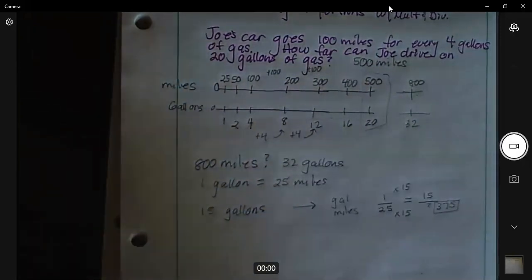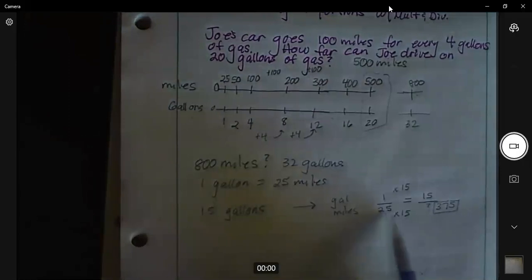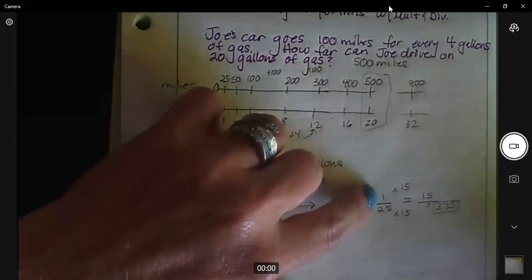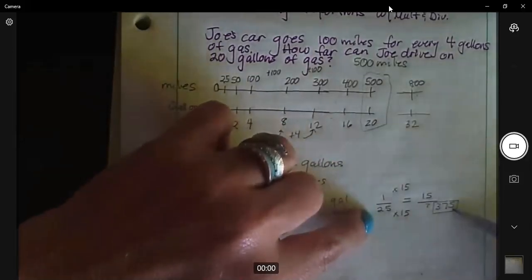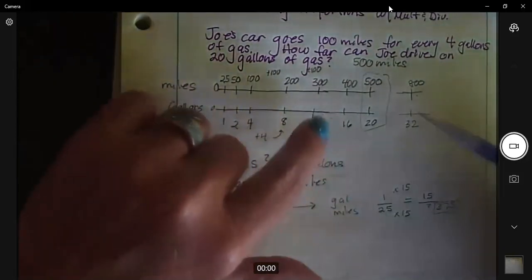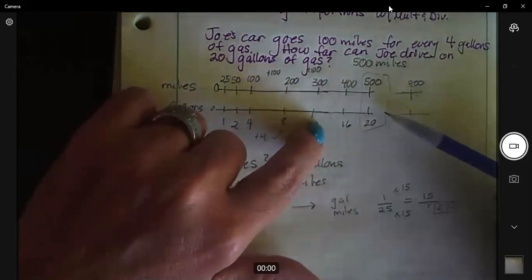So now I'm starting to set it up into what we're going to eventually solve as equations, but write them as proportions still. And these are equivalent, 1 over 25, 15 over 375. Those are equivalent proportions. All right. Now, I'm going to show you another way on the number line that we could do that as well.